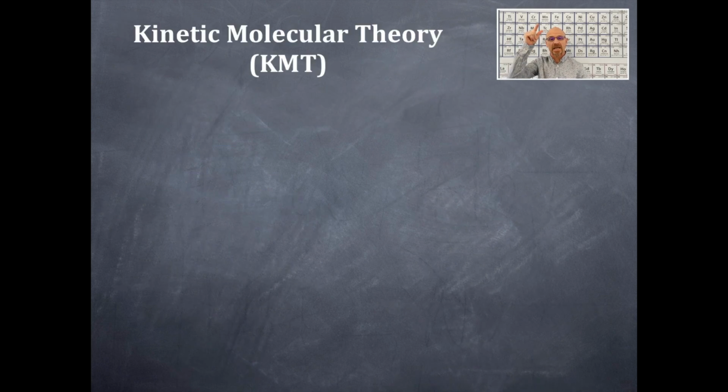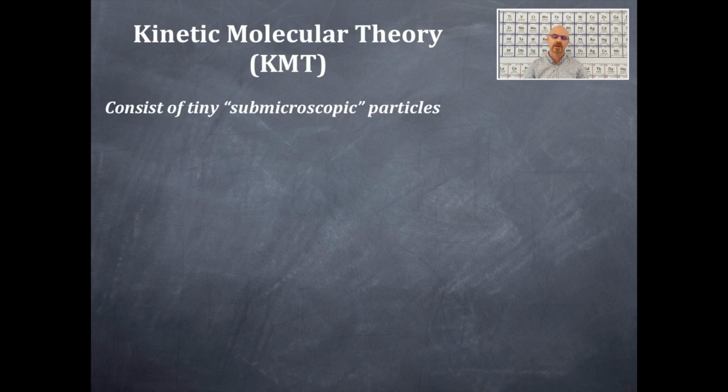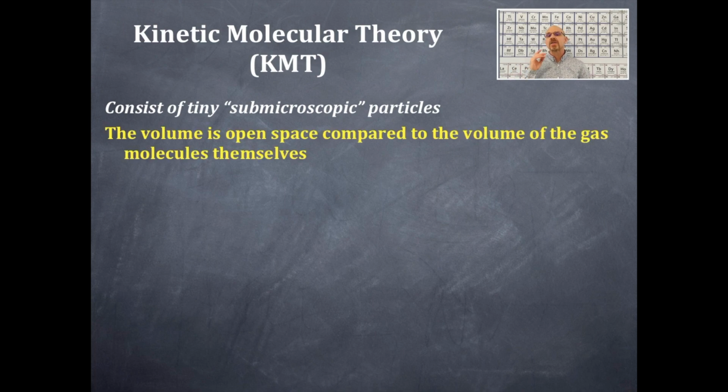Let's get moving. Bam! So today we're talking about the kinetic molecular theory, or KMT for short. So you have some postulates to the kinetic molecular theory. Here's the first one. Number 1, gases consist of tiny submicroscopic particles. That means that I cannot see the gas molecules. They're submicroscopic. Okay? All right, the volume is open space compared to the volume of a gas molecules themselves.